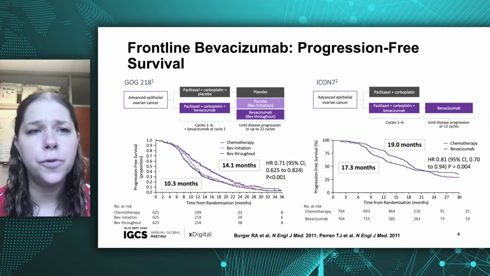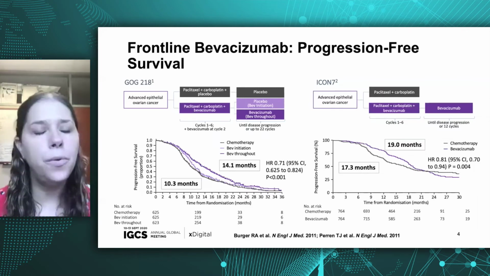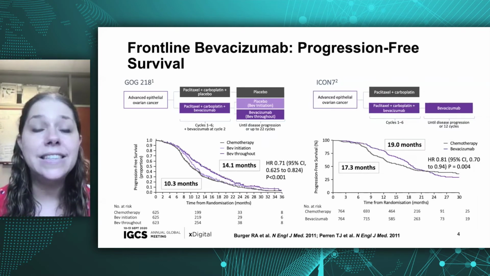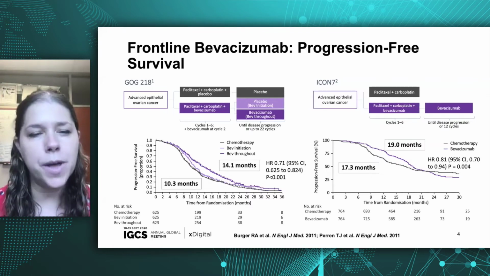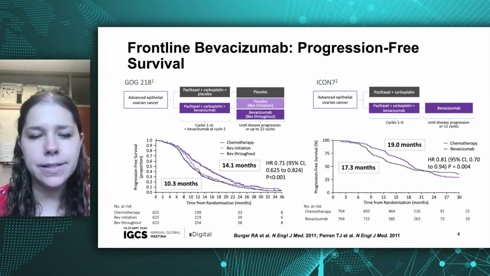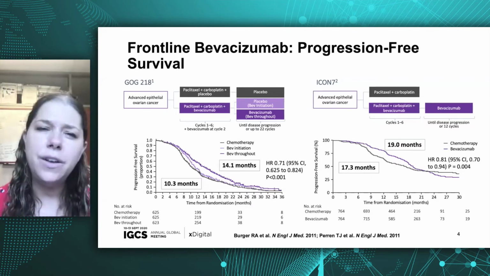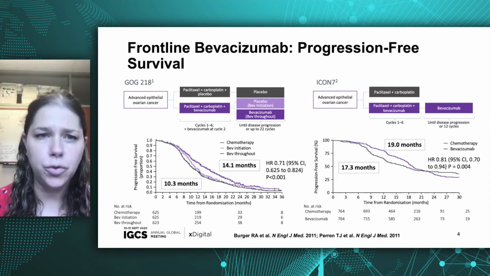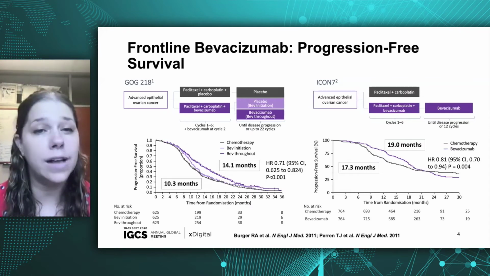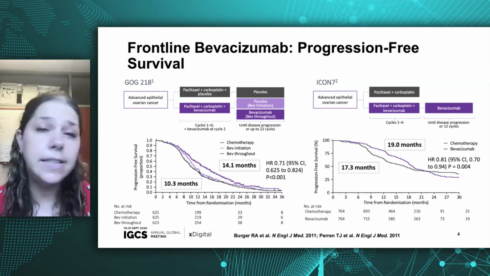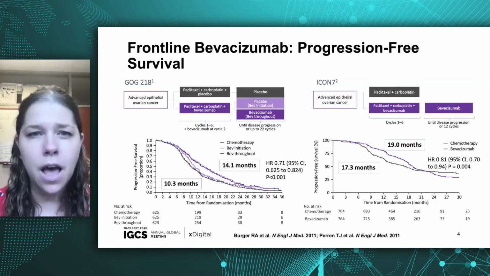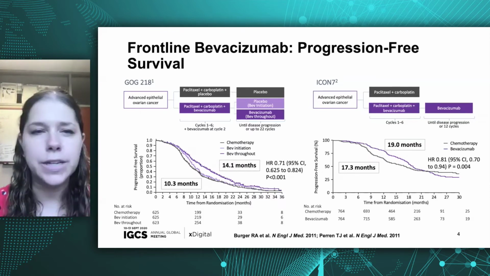So these were the curves for both the GOG 218 study as well as ICON 7 that demonstrated a difference in progression-free survival. But it has always been argued, is this a clinically relevant difference? Is this something that we really want to change practice with? And is 3 months or 6 months, if you're using CA125, enough to put a patient through additional drug with additional toxicity, additional cost, and additional time? So I think this is one of the reasons why many sites didn't utilize this in upfront patients.